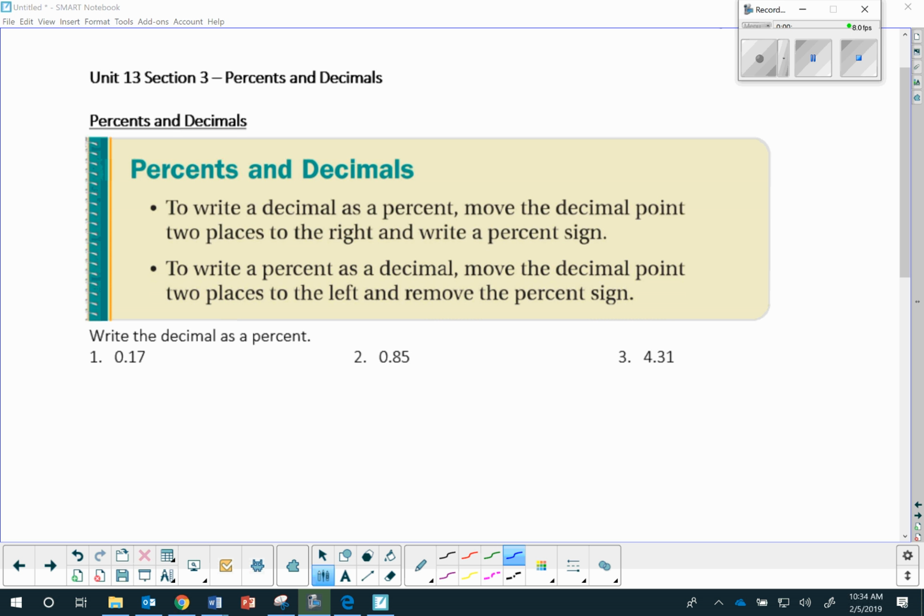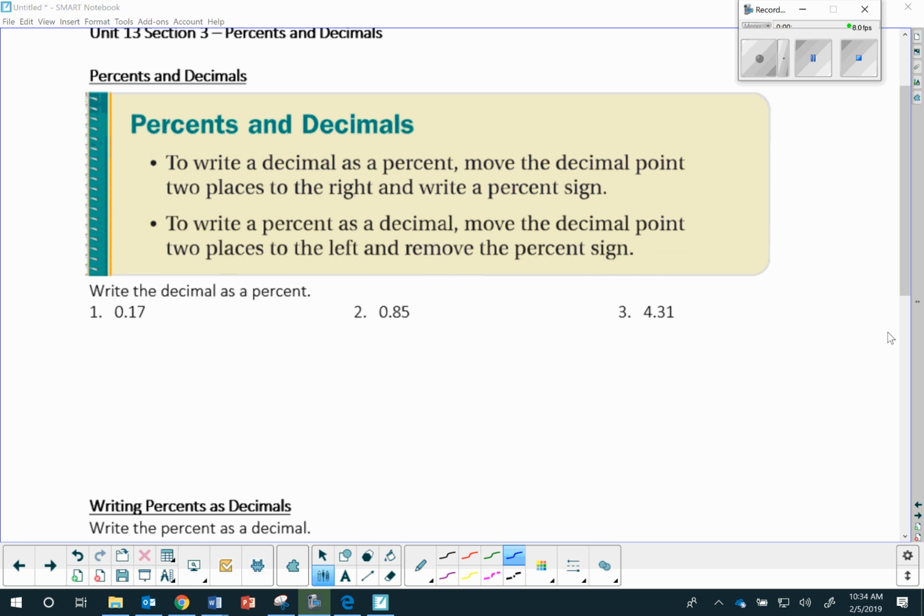It says to write a decimal as a percent, move the decimal point 2 places to the right and write a percent sign. To write a percent as a decimal, move the decimal point 2 places to the left and remove the percent sign. So we're going from decimals to percents, then we're going from percents to decimals. So let's look at a few examples.